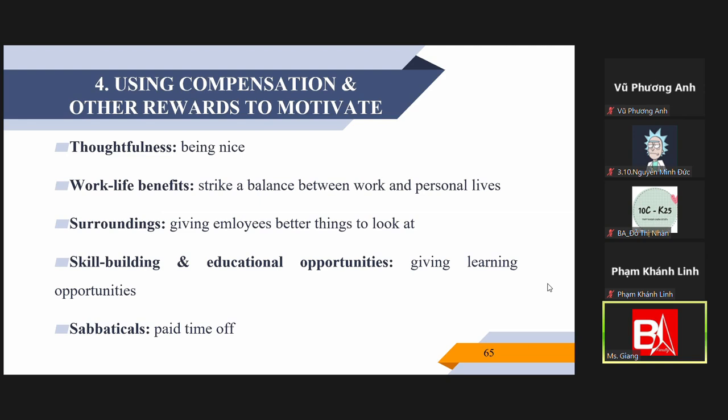Hay là gì nữa? Surroundings, giving employees better things to look at. For example, decorate the workplace. So employees will have the more beautiful environment to work. Skill building and educational opportunities, giving learning opportunities, sabbaticals, pay time off.